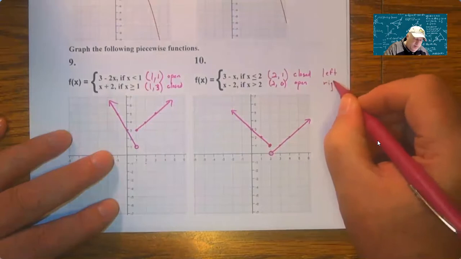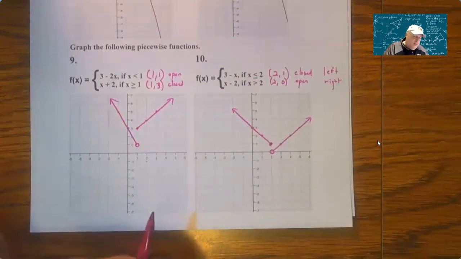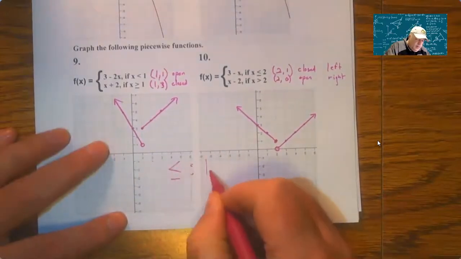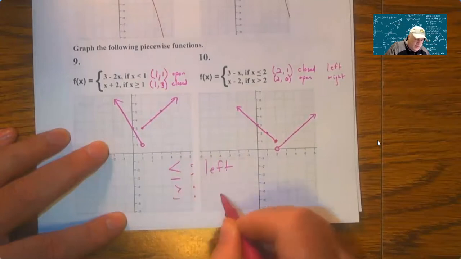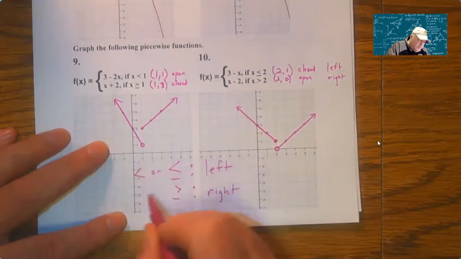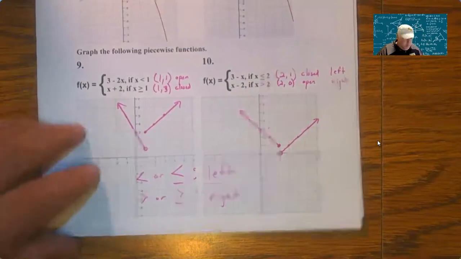Now, it's not always that way. It depends on the sign, but less than or equal to is left. Let's just write that down, and the graph will go to the left. Greater than or equal to, or greater than will mean to the right. Okay, so that you have to get down in your mind.